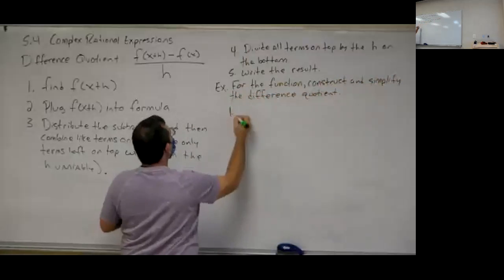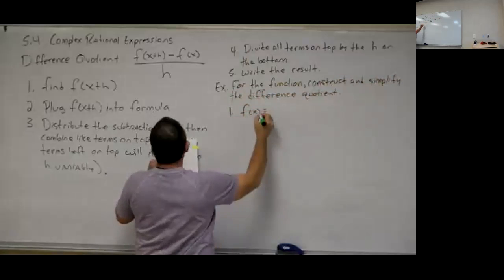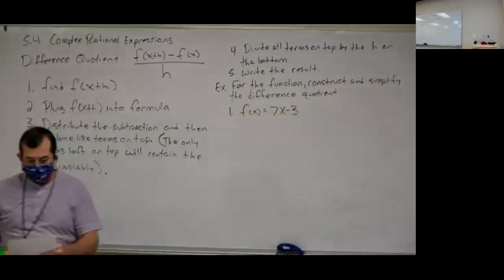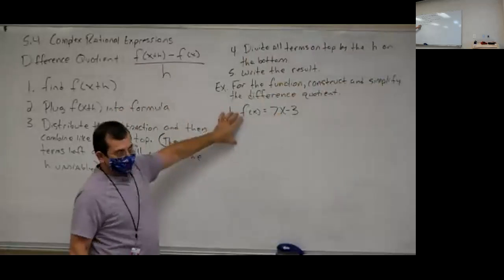All right, so for number 1, they're giving me f of x equals 7x minus 3. So that would be a straight line. Now, I know since that's a straight line, I know that that 7 in front of that x is my slope. So when I'm done, since this difference quotient is only finding me the slope of this, I should end up with that 7, okay? Because that is the slope of that line. But we're going to use this to get that, okay?